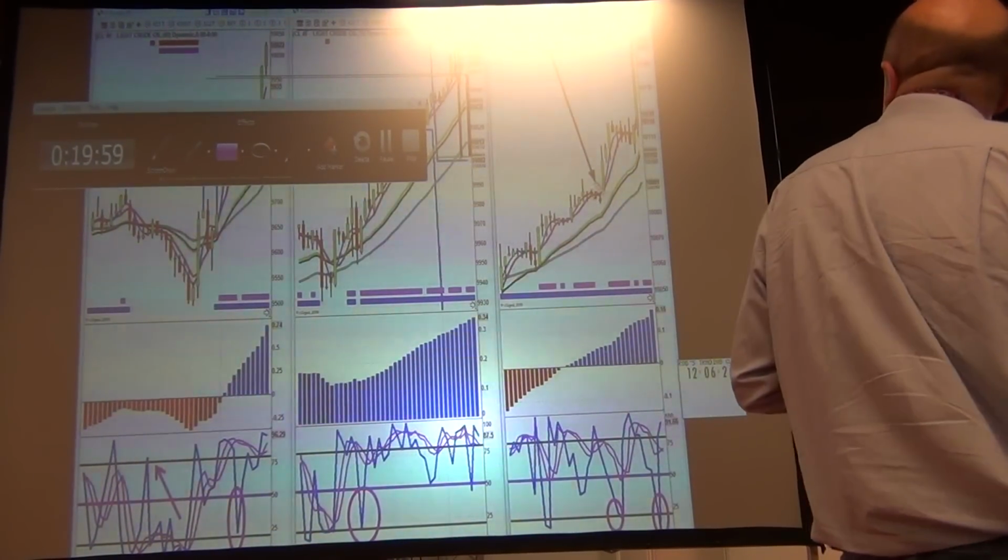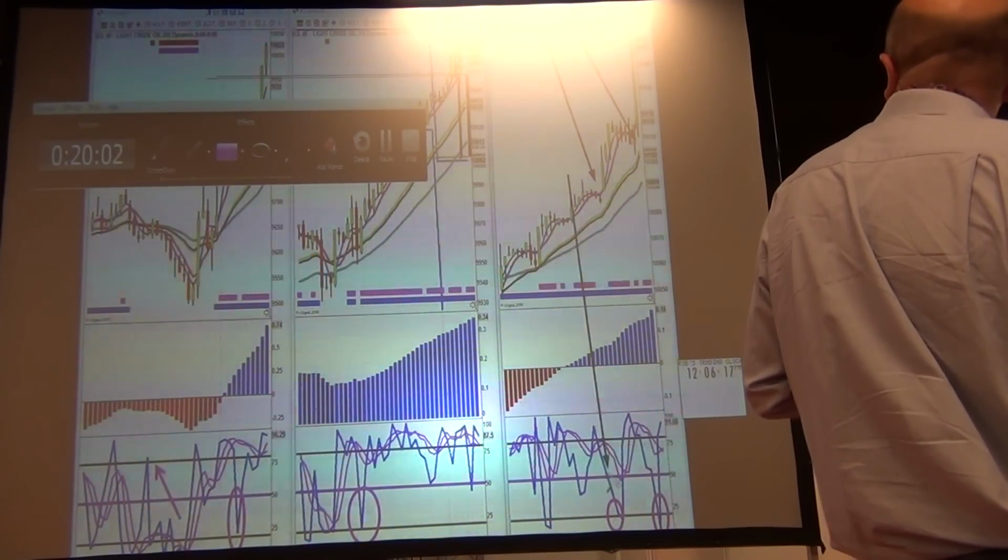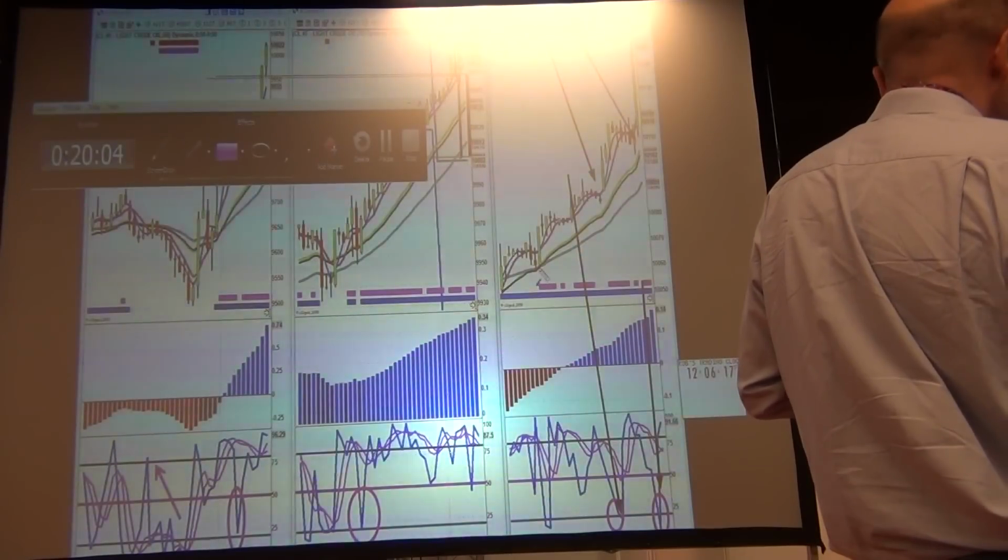And then over here, you see two more examples of the stochastic spike, right here and here, with the nice uptrend.